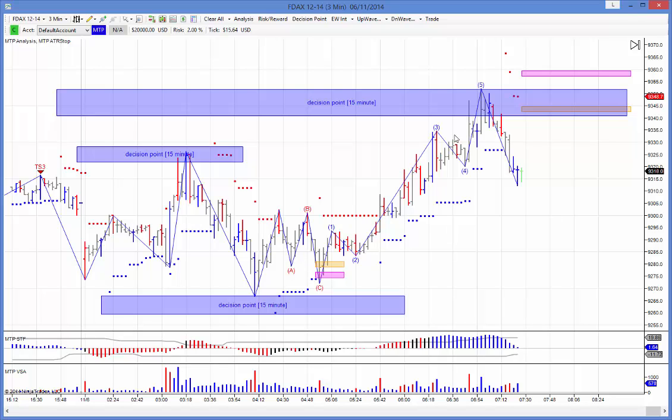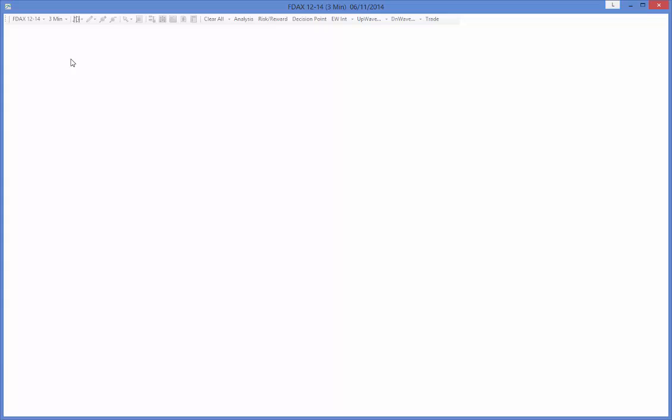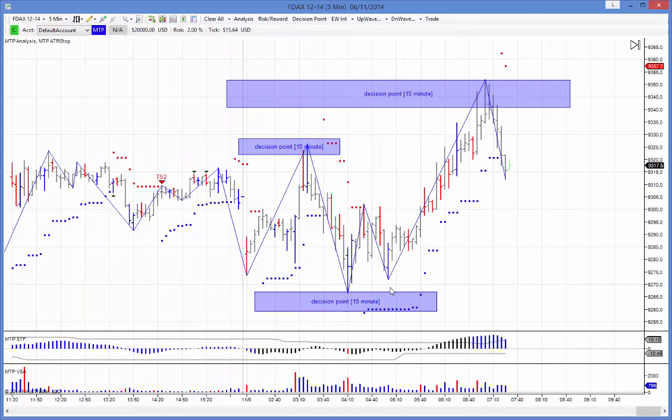Now you can see the pattern unfolded brilliantly on the 3-minute chart, but there weren't any automatic setups. So I'll just clear that off. I'll have a look at another time frame, the 5-minute chart, and again there weren't any particular trade setups. And in fact, if we put the Elliott waves on, you can see how we had the beautiful 1, 2, then the strong wave 3 there.